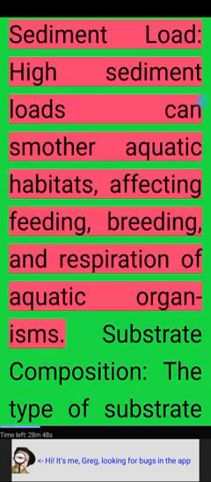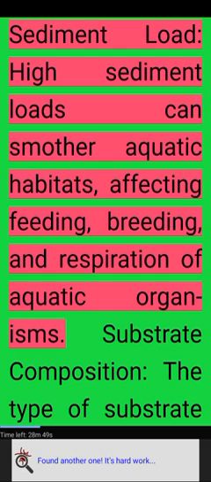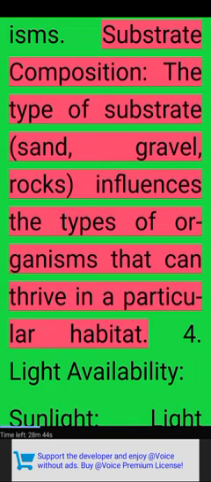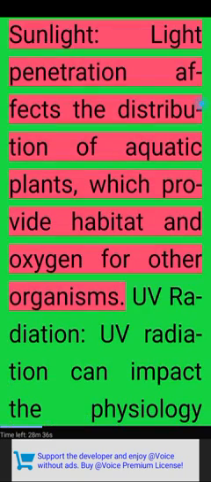3. Sedimentation and substrate. Sediment load. High sediment loads can smother aquatic habitats, affecting feeding, breeding, and respiration of aquatic organisms. Substrate composition. The type of substrate, sand, gravel, rocks, influences the types of organisms that can thrive in a particular habitat. 4. Light availability. Sunlight.